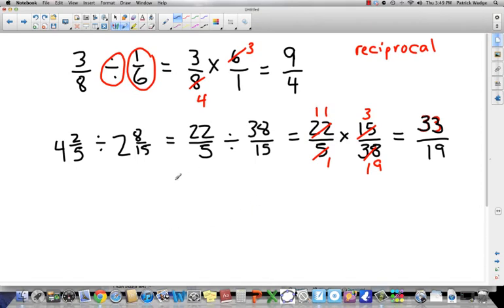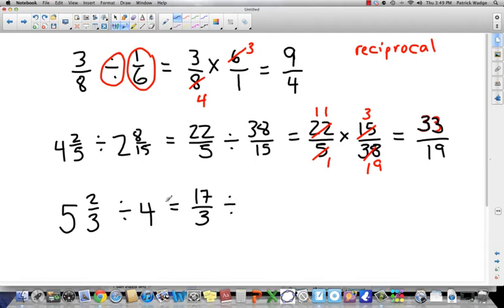Finished. Last one. 5 and 2/3 divided by 4 equals. Okay. 5 and 2/3. Let's switch that to improper. We have to, right? Can't divide with mixed fractions. 5 times 3 is 15, plus 2 is 17 over 3. Now, again, some of you are going to try to do this in one step, and go for it if you don't make mistakes, but I'm going to be very careful about this.